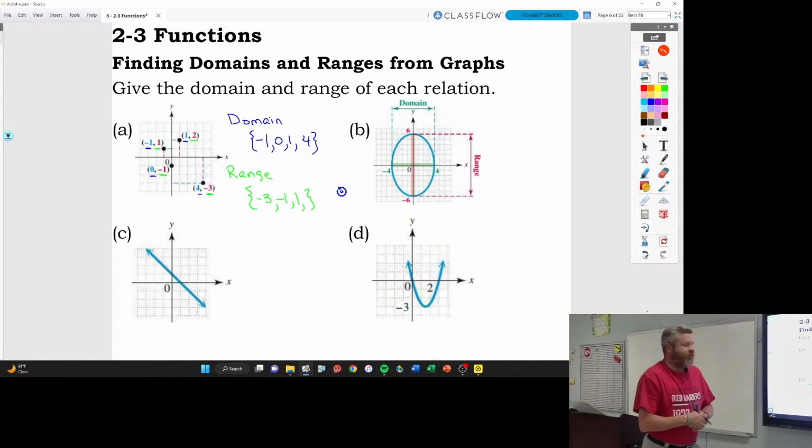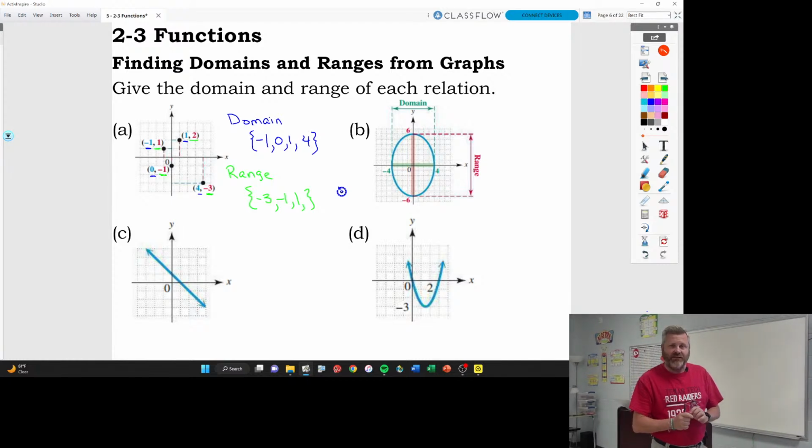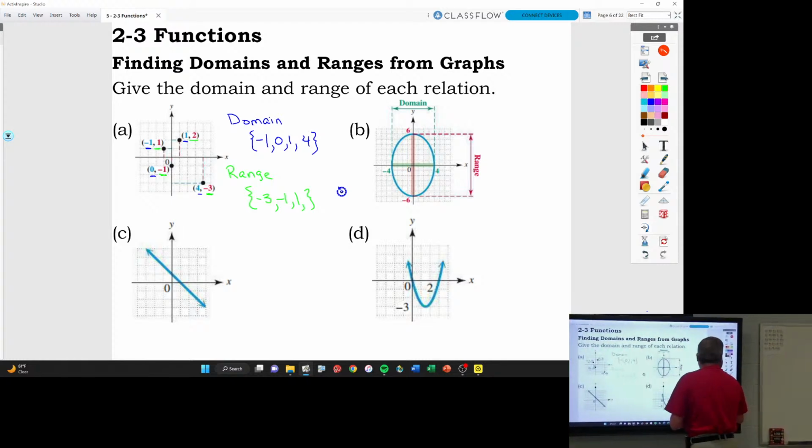So again, graph A is simply 4 distinct points, meaning I can list every individual x value in the domain and every individual y value in the range. Okay, let's look at part B.